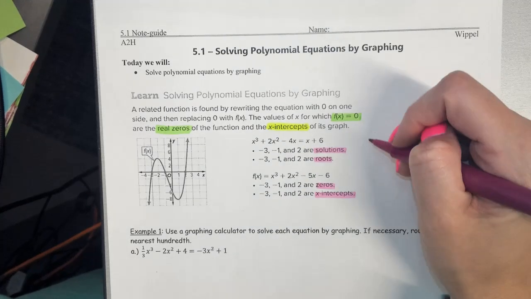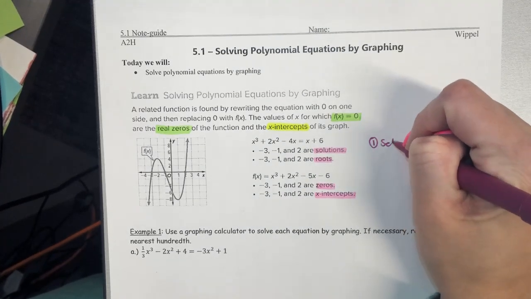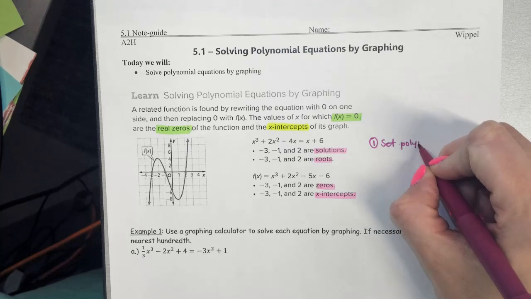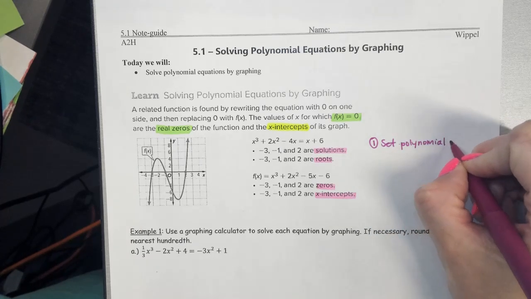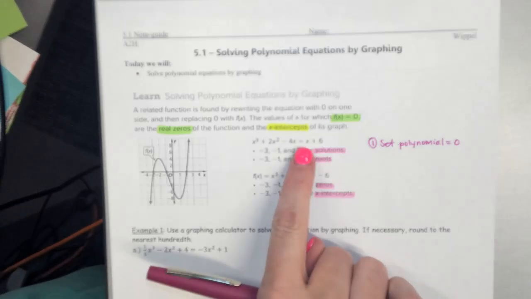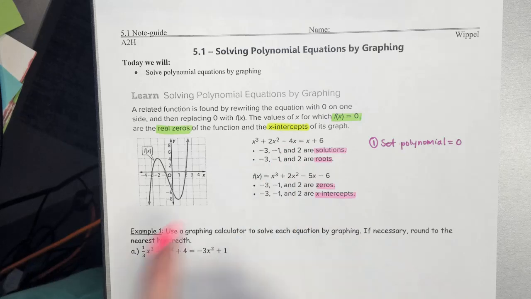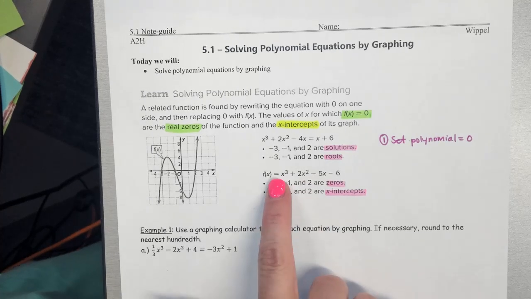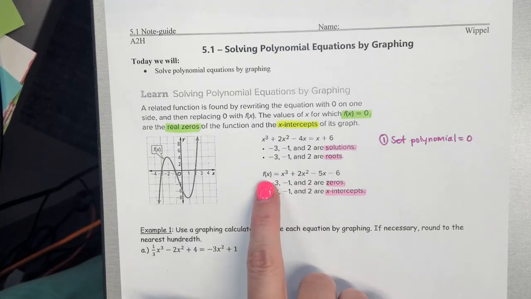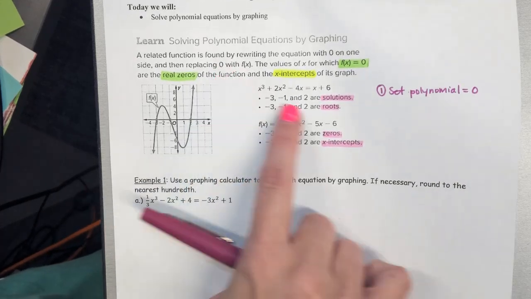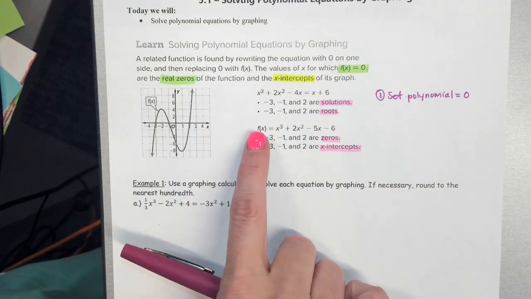So your first step is always going to be to set the polynomial equal to 0. So that means you might have to move things over the equal sign. Like here, you'd have to move over the x and you'd have to move over the -6. We'll do some practice questions. Okay, and then if you have this equal to f of x, this is when you replace 0 with f of x. Okay, so you either move them all to the one side or you are just going to set that equal to 0.